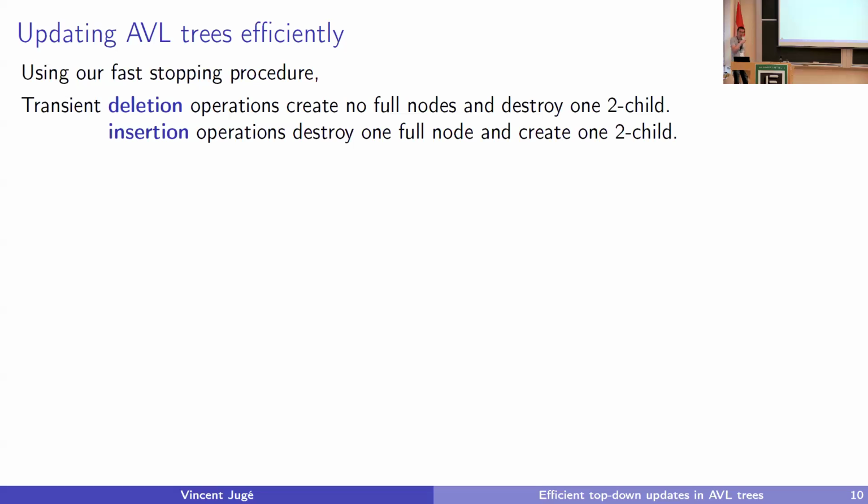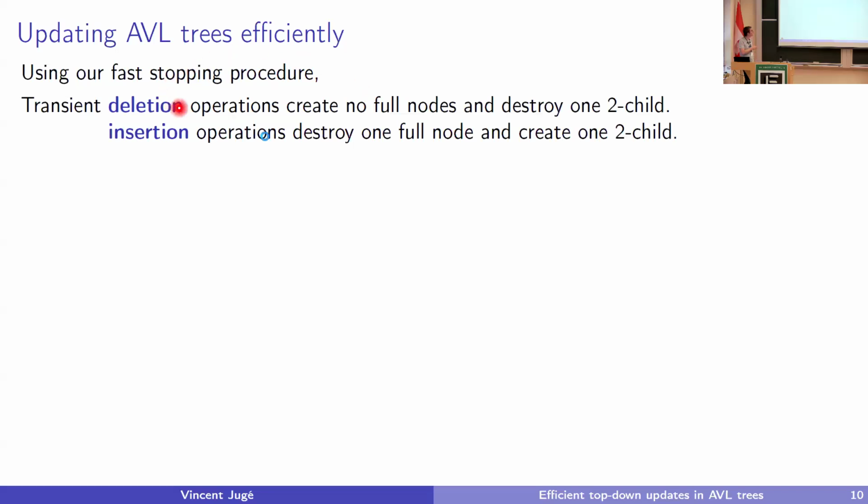So, when looking at this new, a bit enhanced procedure, what we can observe is that when you have a deletion operation, a transient operation that occurs during deletion, for getting rid of 4 nodes, it will create no full node, because if it created 1, then I would promote it. And it destroys 1 2 child. So the number of 2 children in total will be decreasing.